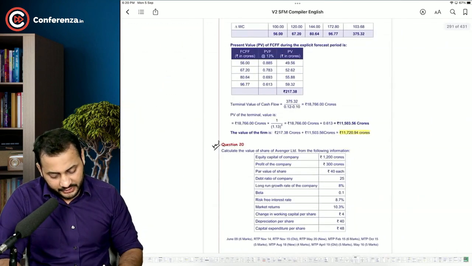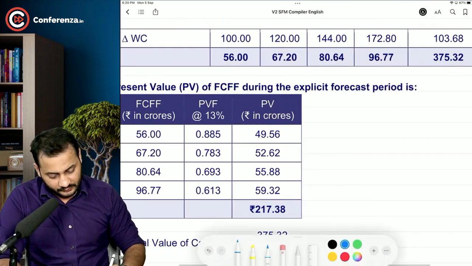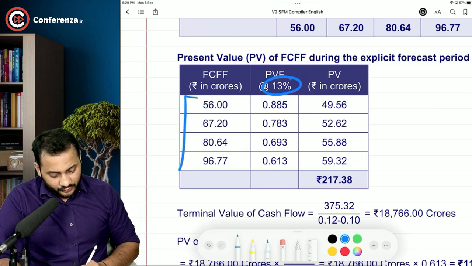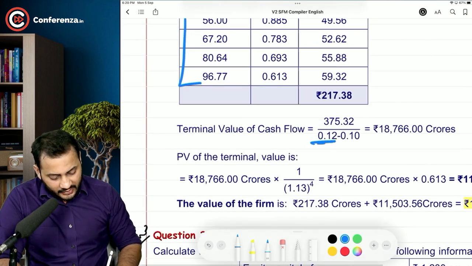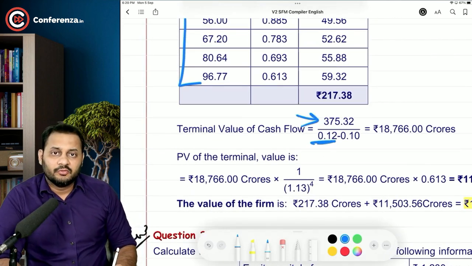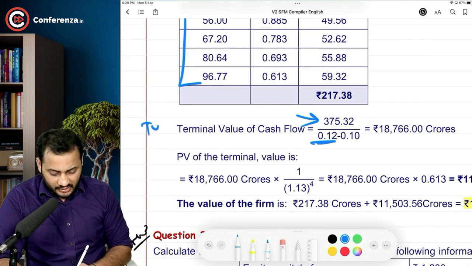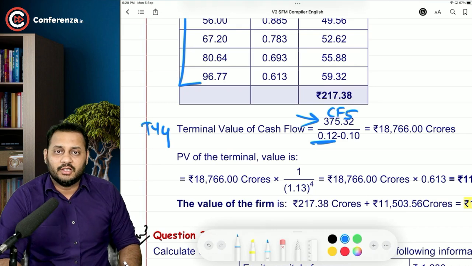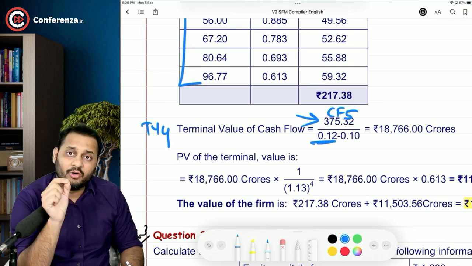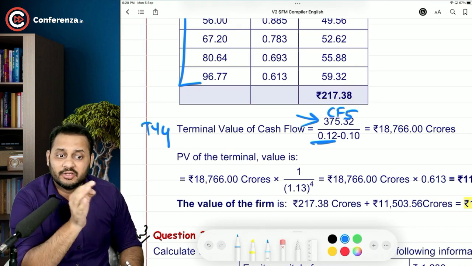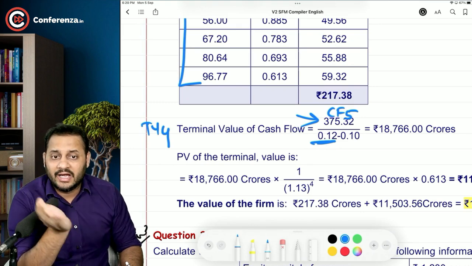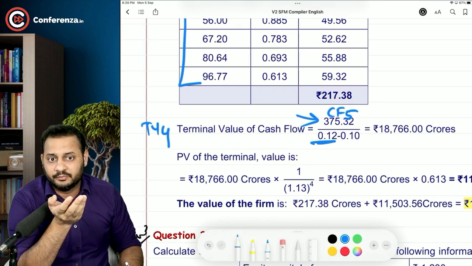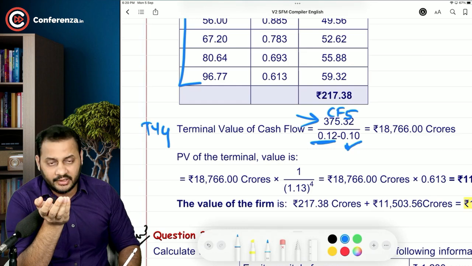Let's go to the next page. 13% has been used for the first 4 years and 12% is used for the 4th year terminal value. So this is the terminal value at the end of year 4 with the cash flow of the year 5, and 375 already includes 10% growth rate. There is no need to do the additional working in that. Okay, the growth rate was 10%.